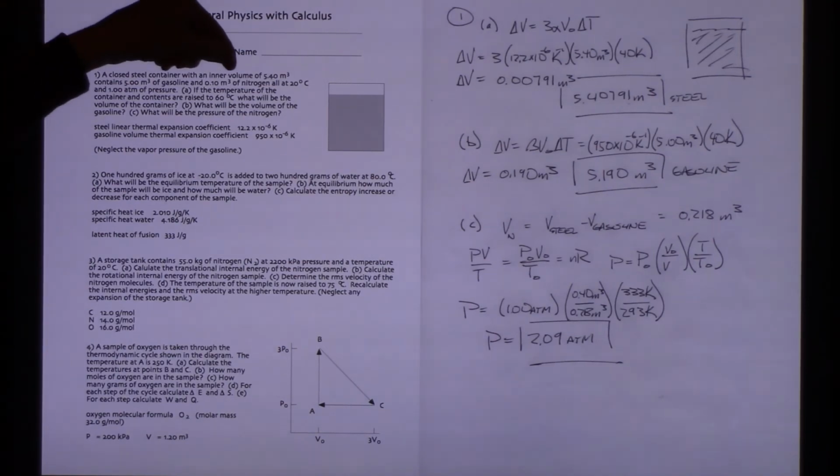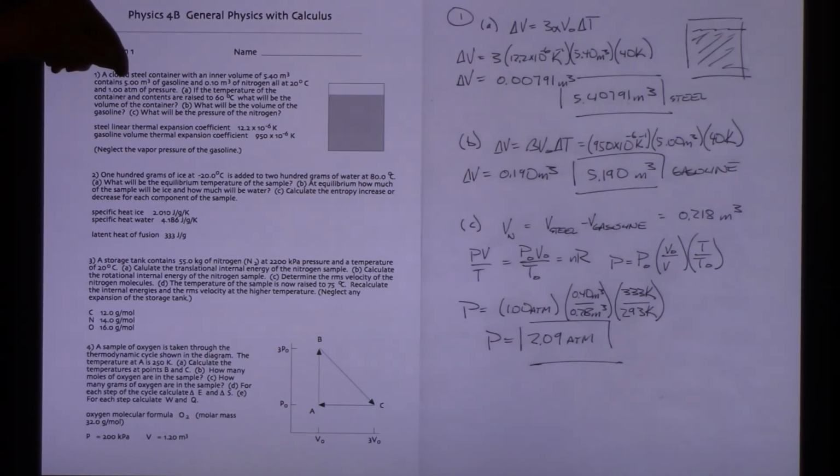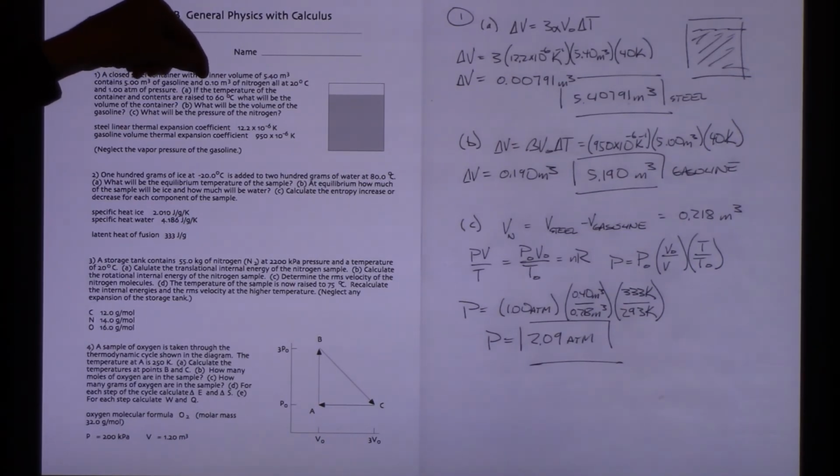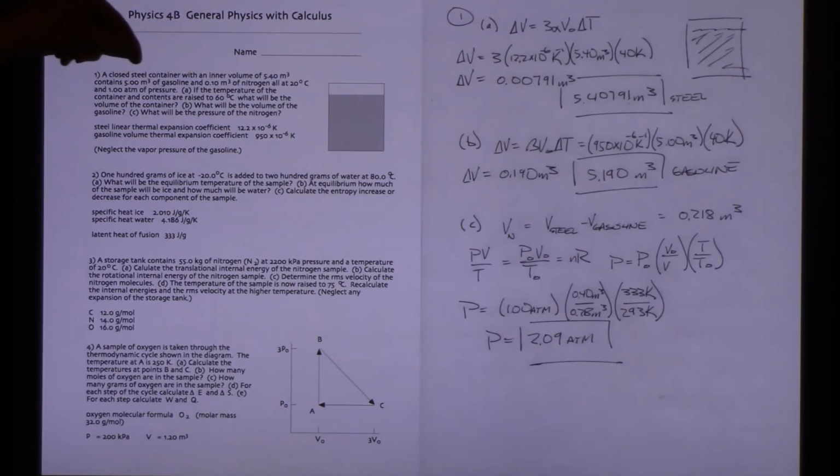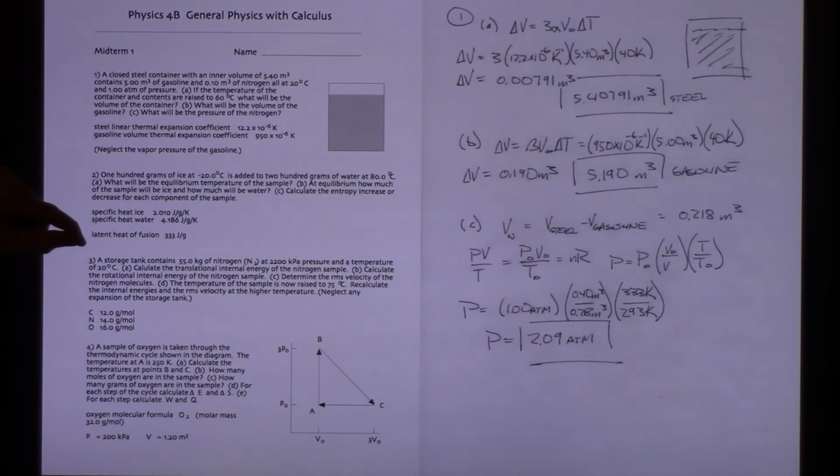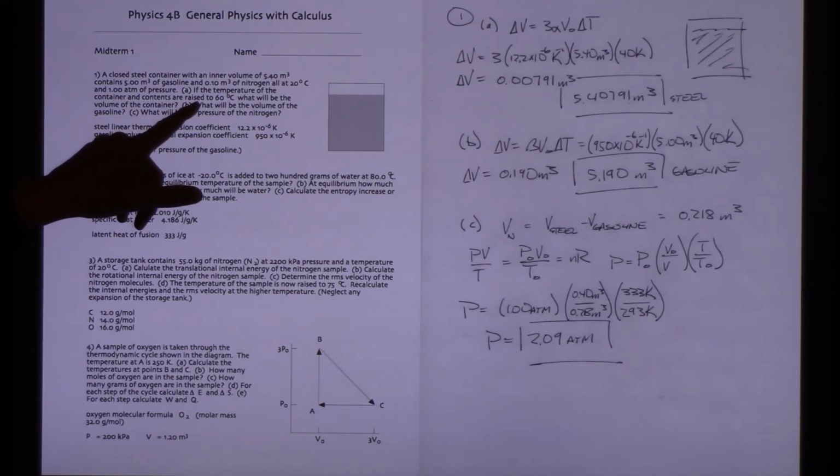Closed steel container 5.40, 5.00 cubic meters of gasoline, but only 0.1 cubic meter of nitrogen. I'm thinking those should match up. We'll see if we can figure it out from the answer here, but in any case, I'll need to go back and get this corrected.